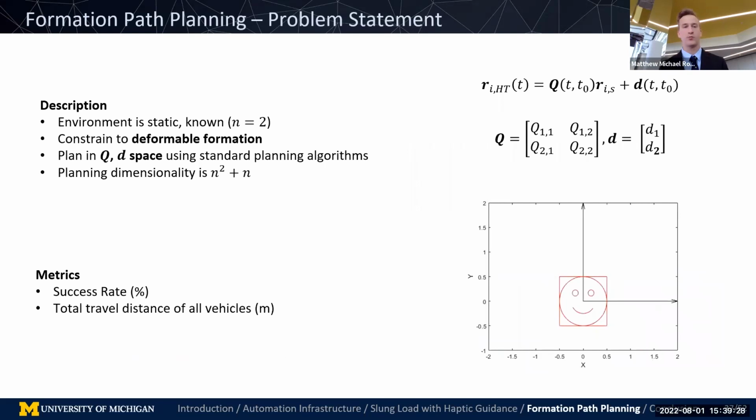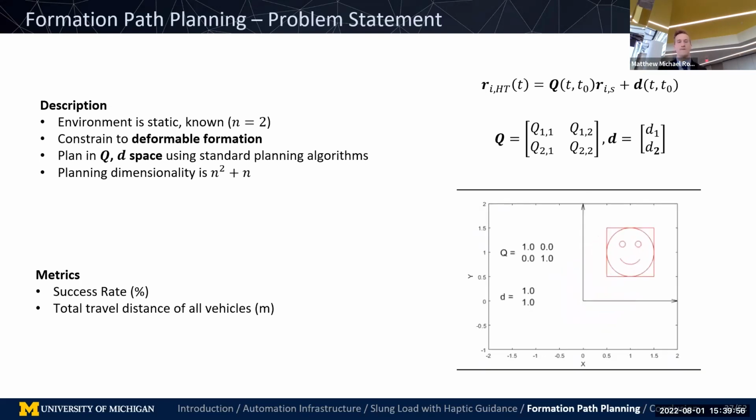And so our assumptions for our problem statement are, we have a static known environment, and for now we're assuming two-dimensional. We're constraining our planning space to a deformable formation. So what does that mean? In the top right, we're going to see this is the homogeneous transformation. So all the vehicles have starting position R_i^S and goal position R_i^HT for homogeneous transformation. And there's a Q matrix, which is the deformation matrix, and translation vector D. And the goal is to plan for this through time, which can translate, rotate, scale, and steer through space.